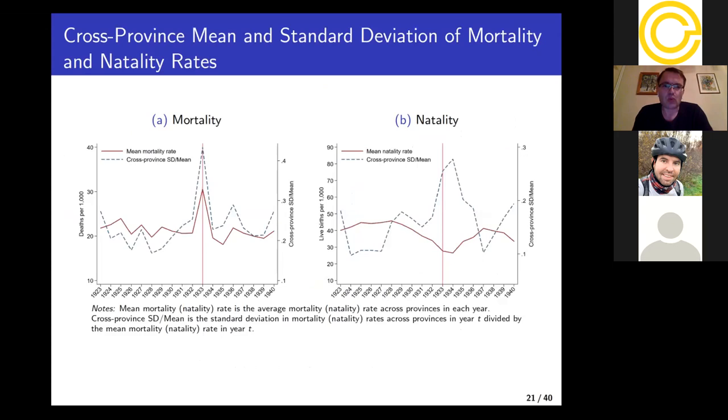So what happened? I already showed you the huge spike in mortality and decrease in births during famine years. But these graphs also show you the cross province standard deviation relative to the mean. And you see that the cross province variation during the famine substantially increased. So famine was very unequally distributed between territories, and this is what these graphs tell you.